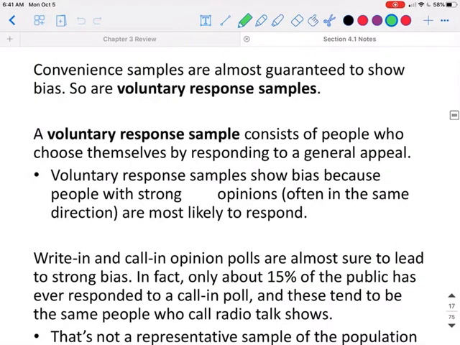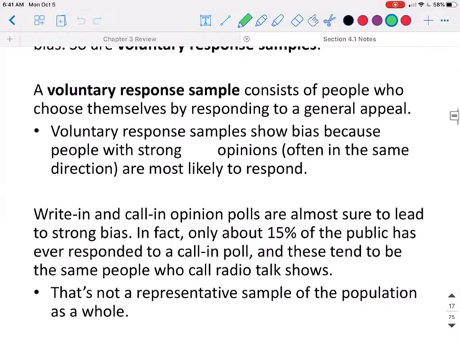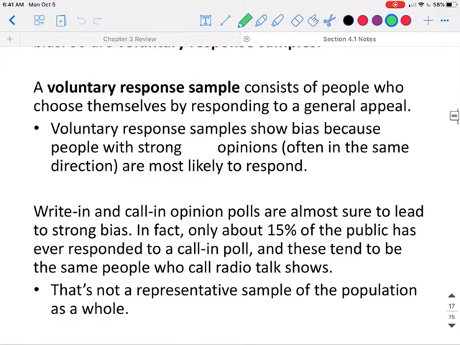Convenience samples are almost guaranteed to show bias. So are voluntary response samples. A voluntary response sample consists of people who choose themselves to be responding to a general appeal. Voluntary response samples show bias because people with strong opinions, often in the same direction, are more likely to respond. Write-in and call-in opinion polls are almost sure to lead to strong bias.